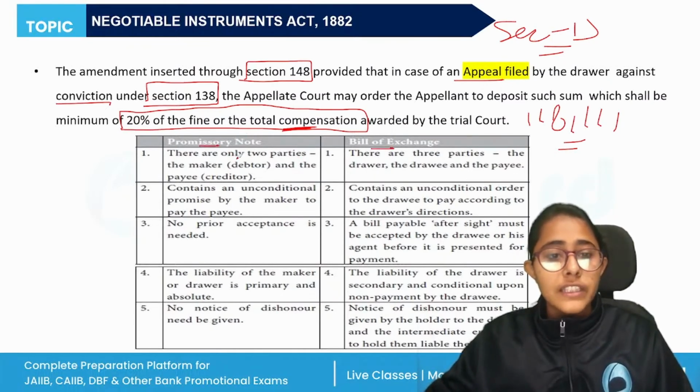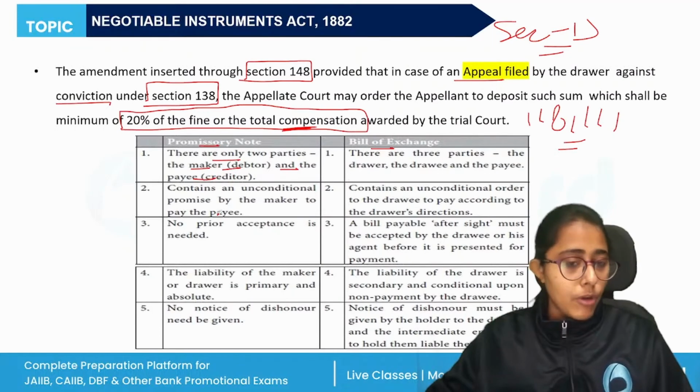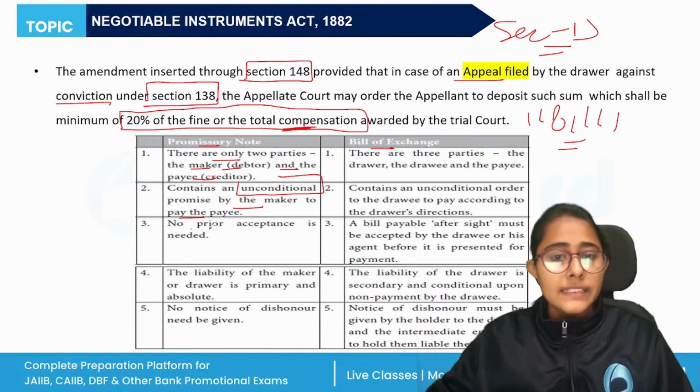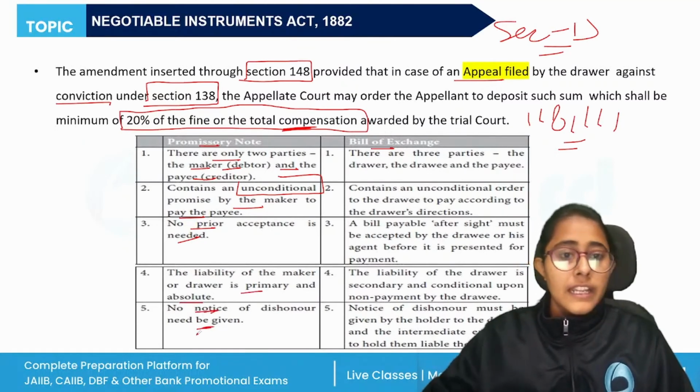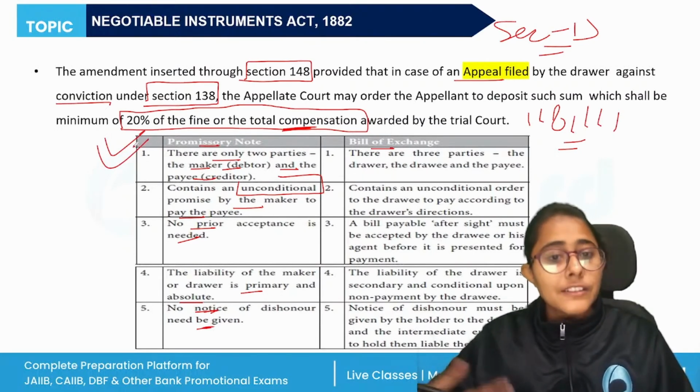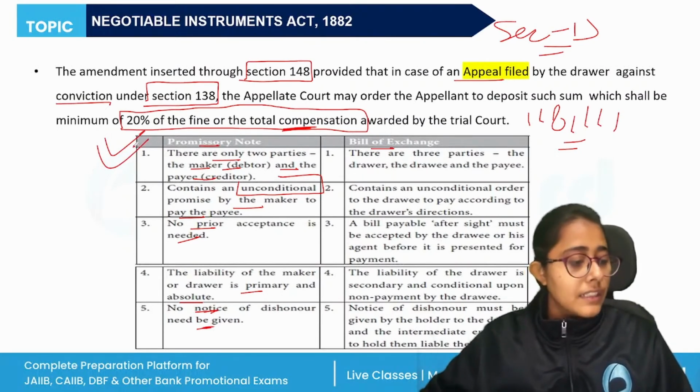Promissory note is where there are only two parties, the maker or the debtor of the promissory note and the payee or the creditor of the promissory note. It contains an unconditional promise by the maker to pay the payee, and here no prior acceptance is needed. The liability of the maker or the drawer is primary and absolute, and no notice of dishonor need be given. These are the characteristics of a promissory note, where we promise to pay the payee a certain amount.